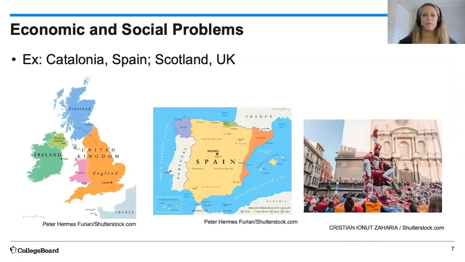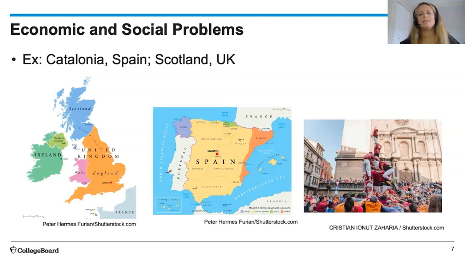Another factor of devolution is economic and social problems. So there could be some kind of social issue between different ethnic groups, but I'm going to focus on the economic part of this since we've already talked about ethnicity and how that can cause a place to split apart. So if there's an economic problem, there's 2 good examples here: Catalonia, Spain, and Scotland, UK. The economic problems can consist of different things.